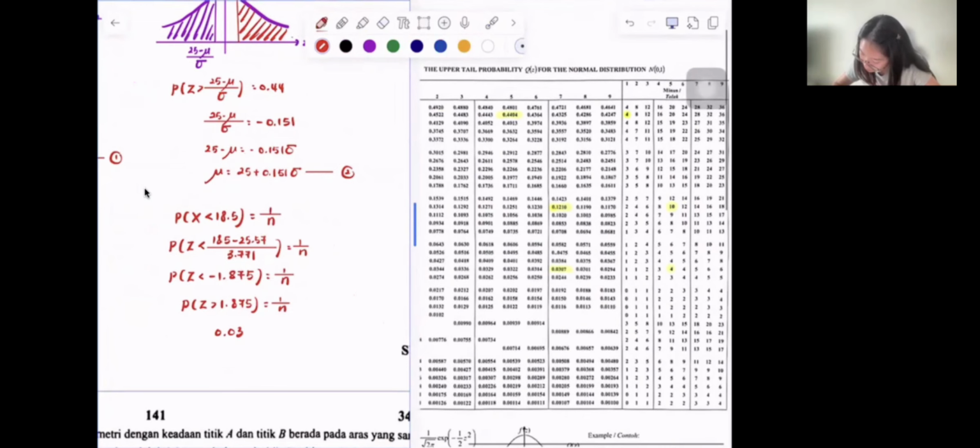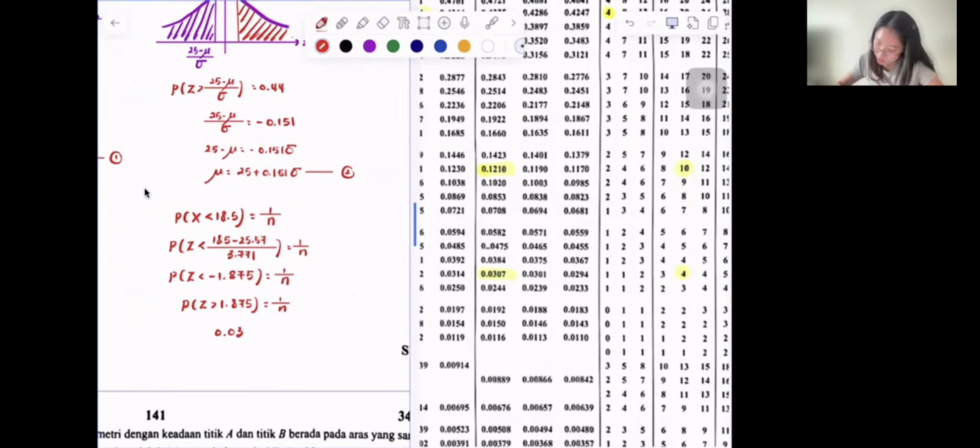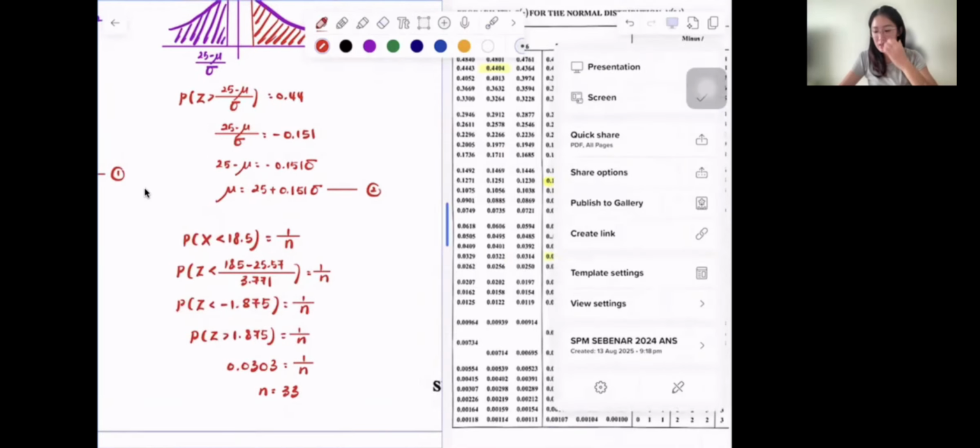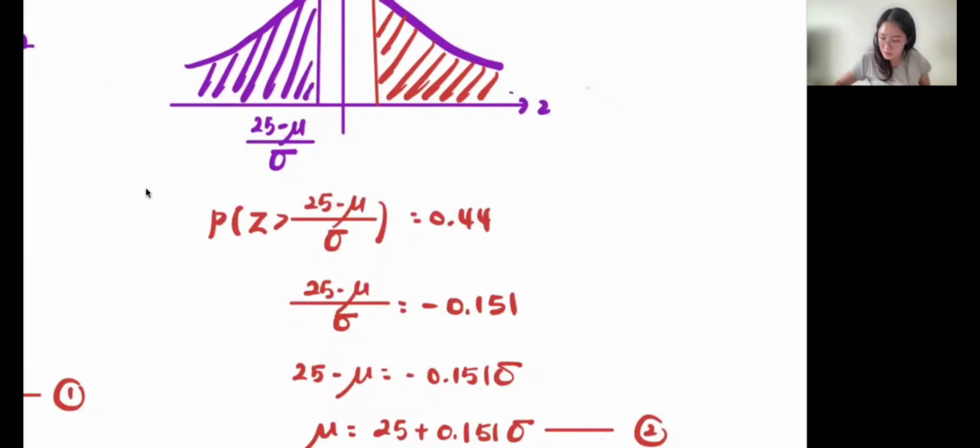0.03. Okay, you minus 4. 0.303. To find n, move n out. 1 over 0.0303. Okay, so you get 33 for your n. Okay, done for this question.